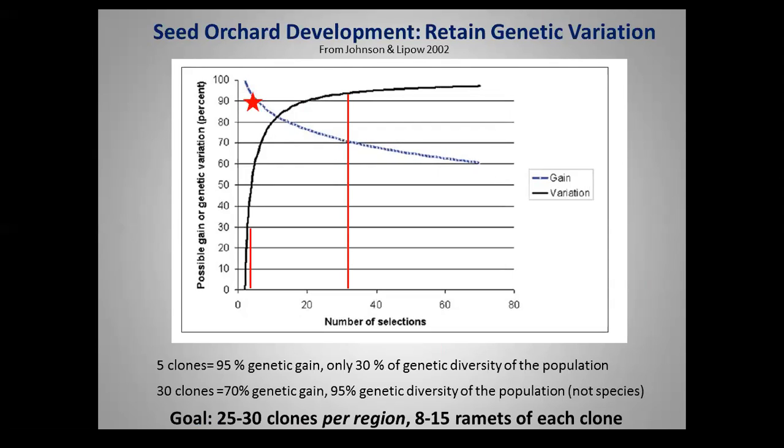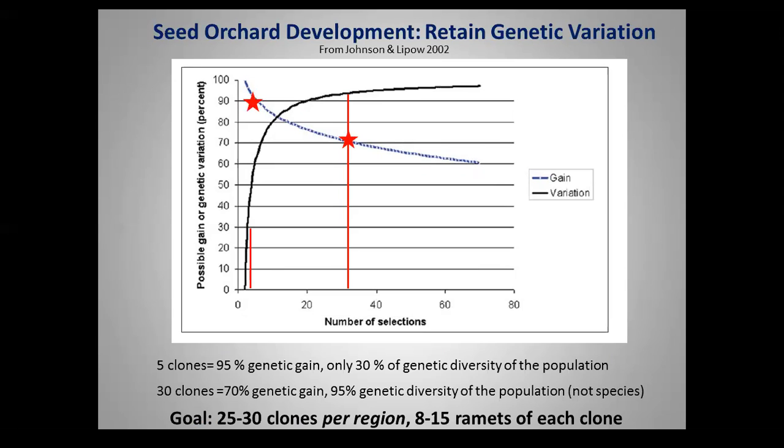If we go down here to about 30 clones, and we follow the line up, we're capturing about 90 to 95% of the diversity of that population. So we're typically only going to be losing out on the more rare alleles with 30 different selections, and we're still able to obtain a pretty decent amount of genetic gain, about 70%.